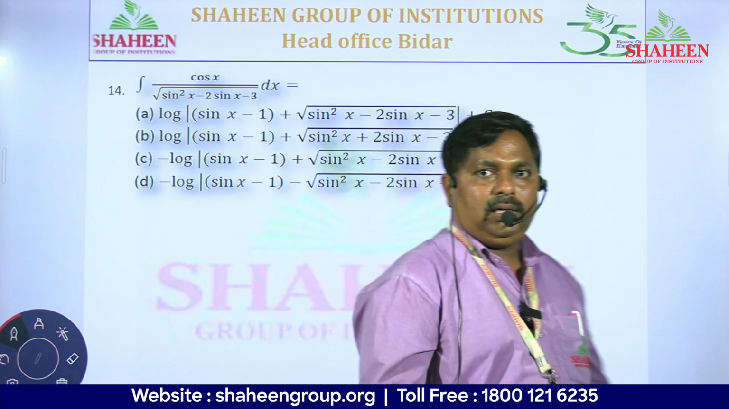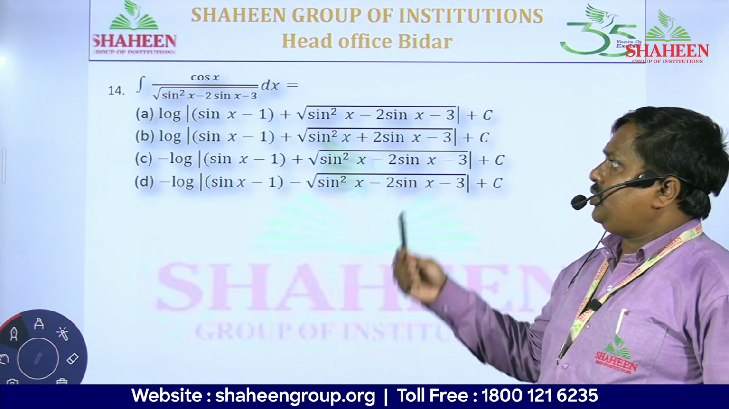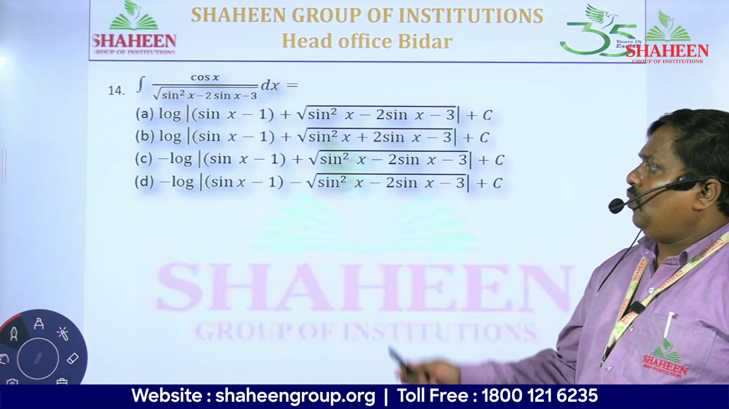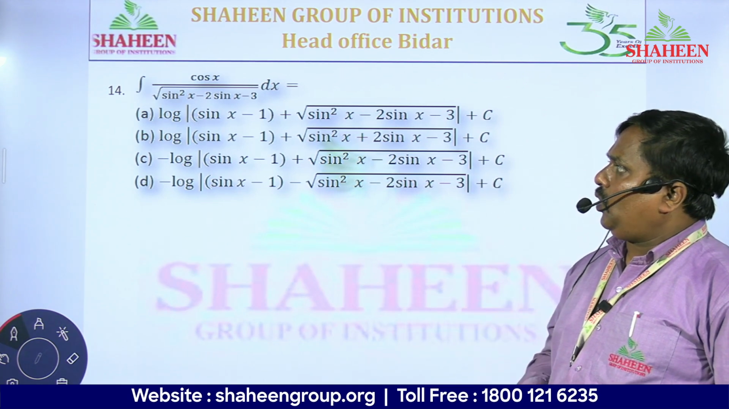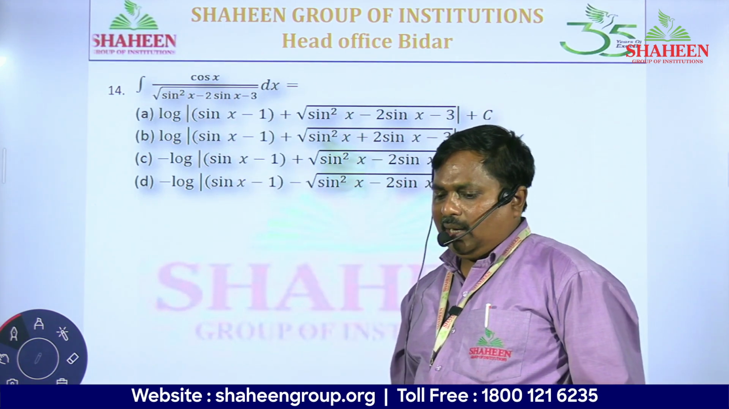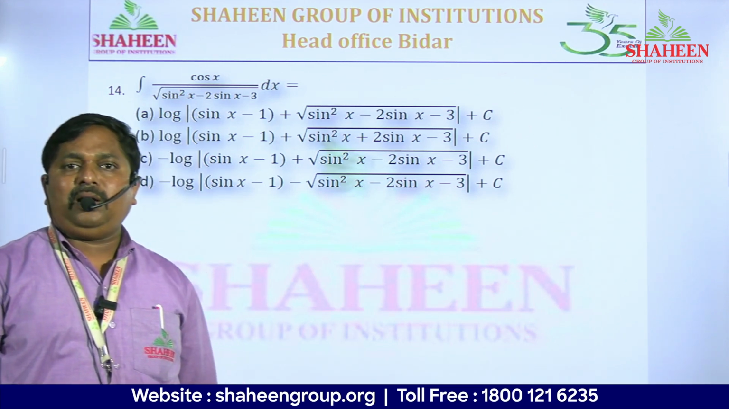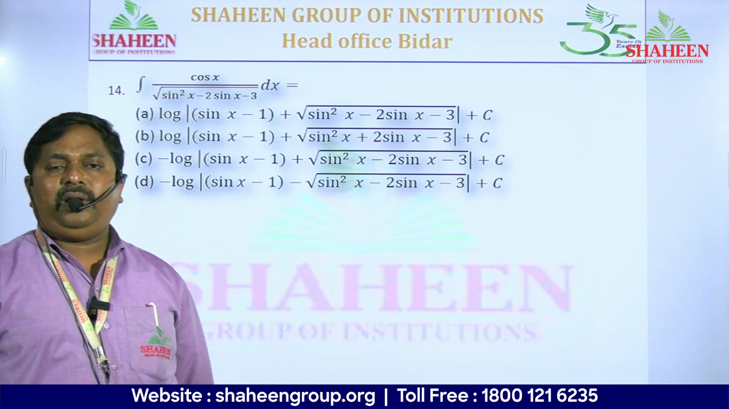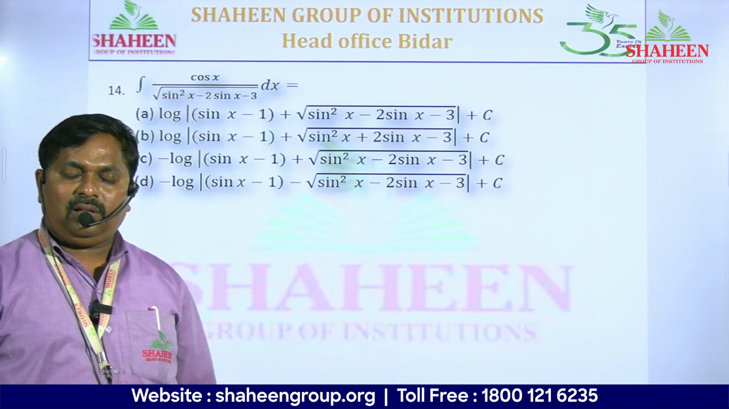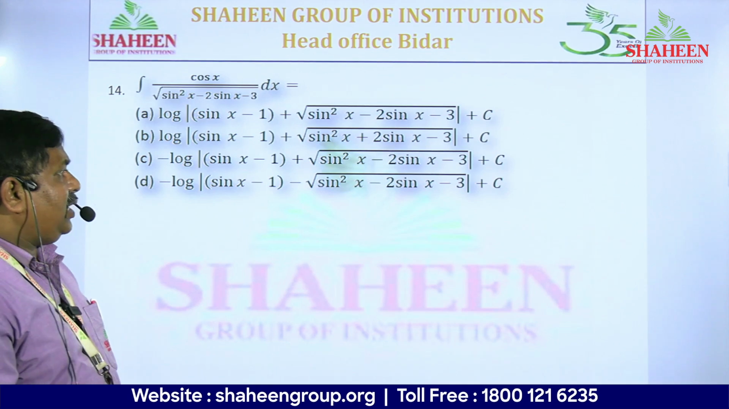Now, in this question, integration of cos x divided by under root sin square x minus 2 sin x minus 3. We are writing this given under root term as a perfect square. We have sin square x minus 2 sin x minus 3. I am writing that under root term as a perfect square by using the completing square method, because we know the formulas for 1 divided by under root a square plus x square, 1 divided by under root x square minus a square, and so on. So we are converting this denominator quadratic expression into a perfect square.